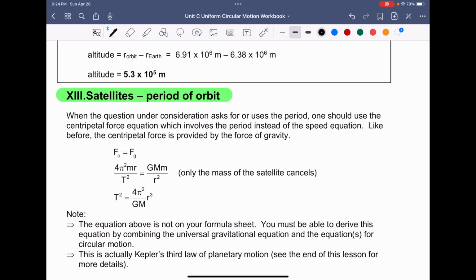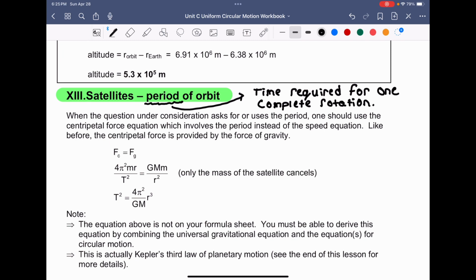When this question is asking for the period, one should look for the centripetal force equation that has the period. They don't give it to us in that nice language that we like. So for period of orbit, I'm just going to put a squiggle under this, arrow off to the side here, and say the period of the orbit is the time required for one complete rotation. There we go. Just to keep it simple for us, because as we move into the next unit, Unit D, and we start talking about the periods of a wave, it's very similar in definition. We just need to make sure that it's for one complete rotation or one complete cycle, just to have that language in our head here.